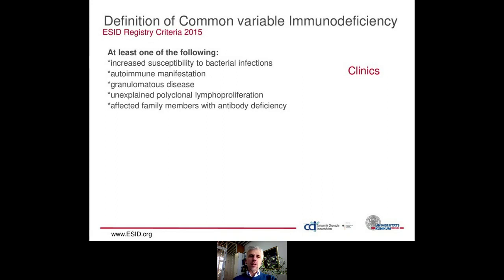So it had to be patients who presented with at least one of the following criteria: either an increased susceptibility to bacterial infections, autoimmune manifestations, and these would typically be autoimmune cytopenias in our patients, granulomatous disease, which could affect any part of the body, but typically lymph nodes and lung, unexplained polyclonal lymphoproliferation, many of these patients present with splenomegaly or lymphadenopathy, or there would be affected family members with antibody deficiency.